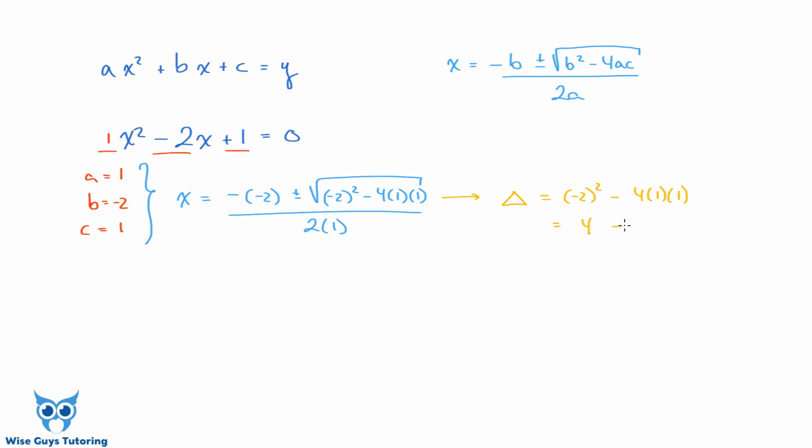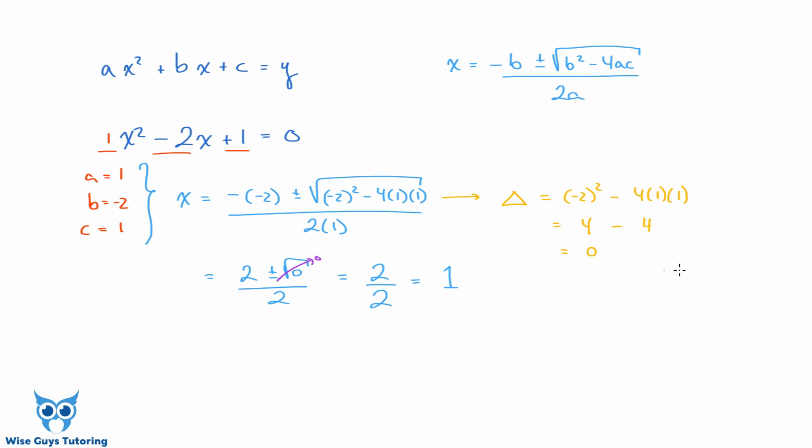Negative 2 squared is 4. 4 times 1 times 1, that's 4. Now look what we get. We get the discriminant is equal to 0. So if I simplify this equation, look what happens. You get positive 2 plus or minus square root of 0 over 2. Now square root of 0, that's useless, right? Square root of 0 is equal to 0. And in that case, I don't need 2 plus 0 over 2 and 2 minus 0 over 2. That's the same thing, right? 2 plus 0, 2 minus 0, same thing. There's only one solution. It's 2 over 2. And that means x is equal to 1.